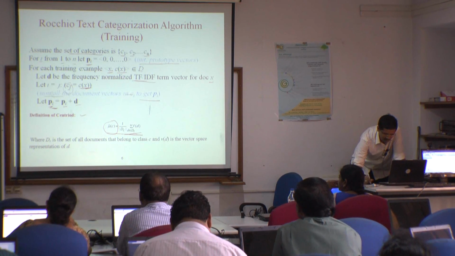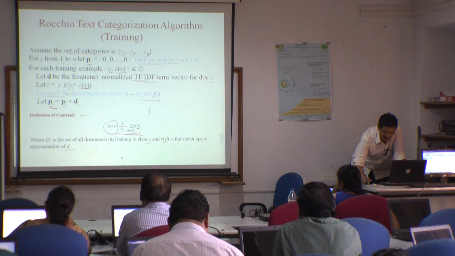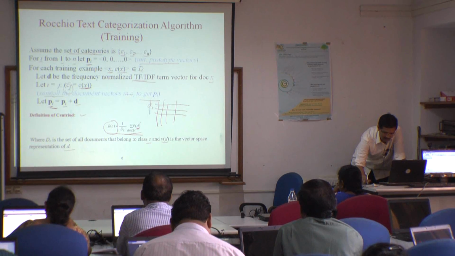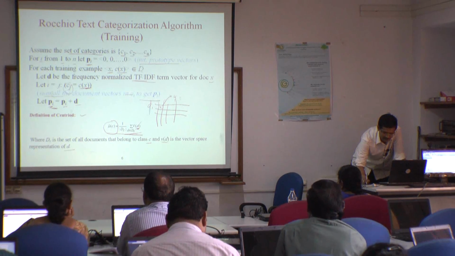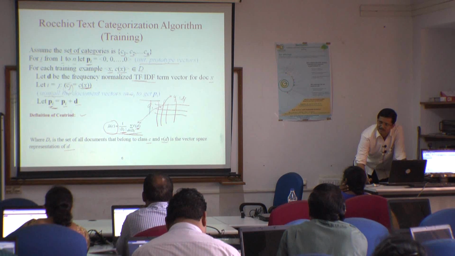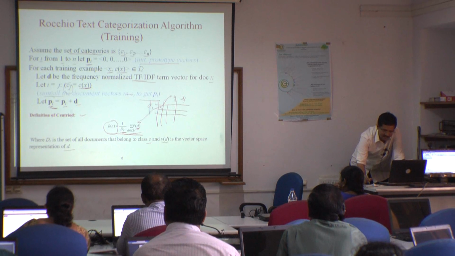Here Dc is the set of all documents that belong to class C, and d is the vector space representation of document D. In that vector space representation, each such vector will contain, for example, this is a vector space representation for any given document D1. This is word W11, and I will store its TF-IDF score, and this TF-IDF score will go there. We calculate the sum and divide it by the total number of documents in that class. Got it? And based on this we calculate the centroid.